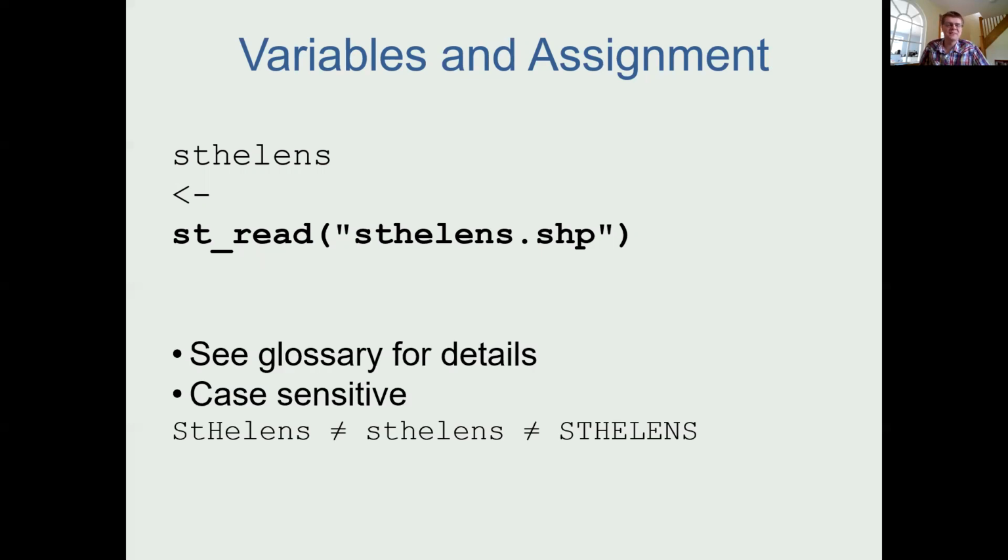There are some more details in the glossary. One key thing to say is that R is case sensitive. This goes for variable names, function names, and most things in R. So for example, if you created a variable called St. Helens with a capital S and capital H, R would think that is a different variable to St. Helens in all lowercase, and that would again be a different variable to St. Helens in block capitals. There are various different conventions, but it's good to be consistent. You'll see how we do that in the practical as we go through.